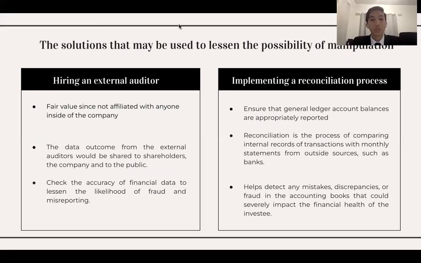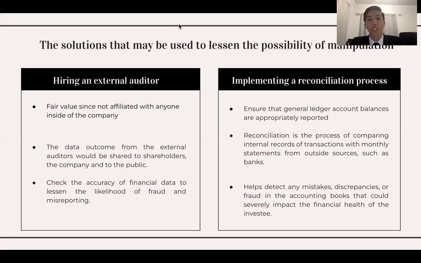Thank you, Damia. Today, I will share some of the solutions that may be used to lessen the possibility of manipulation in equity investment. There will be two methods that we recommend to control this manipulation, which are hiring an external auditor and implementing a reconciliation process. Let me explain. Firstly, an external auditor is a public auditor who does audit and review the company financial statement. An external auditor is neutral since they are not affiliated with anyone inside of the company, making them well suited to evaluate financial report and internal control framework.